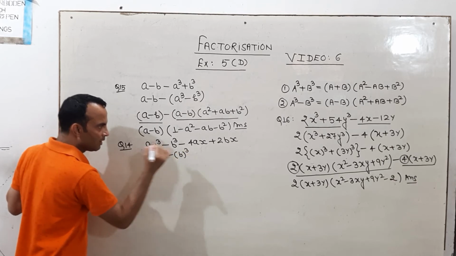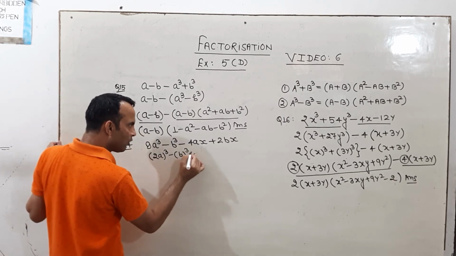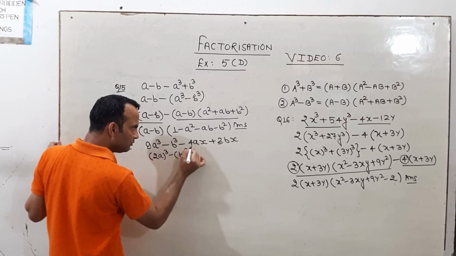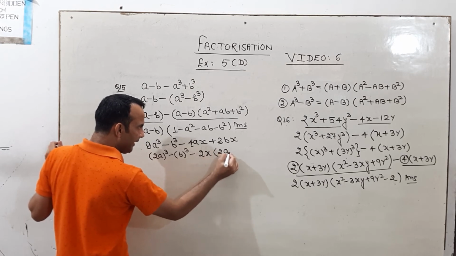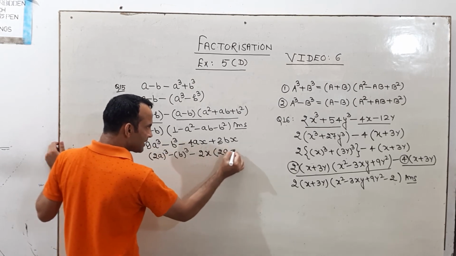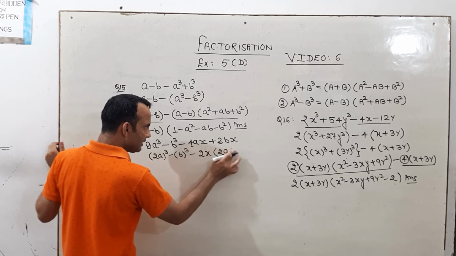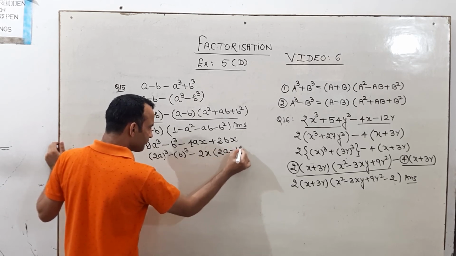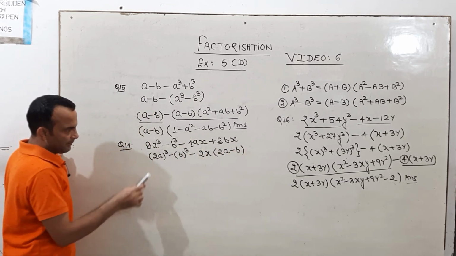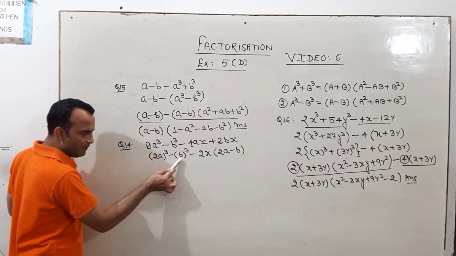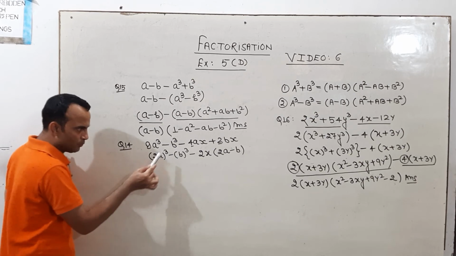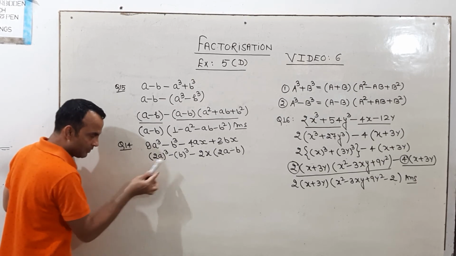And here we can take common 2. 2 2 is 4ax plus b, I'm sorry, minus, so this will be minus. Now see, 2a whole cube minus cube of b, a cube minus b cube. Apply the identity here in this expression.